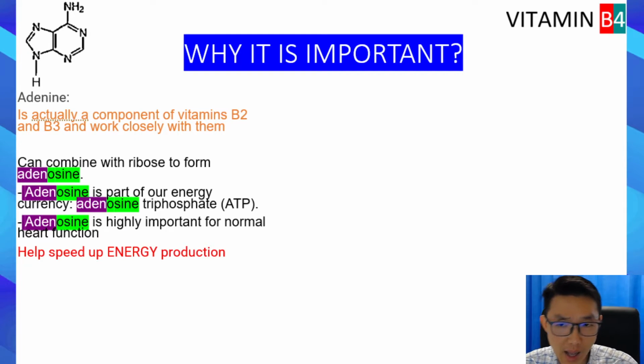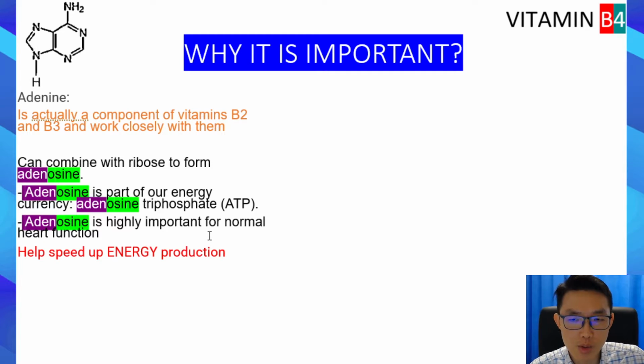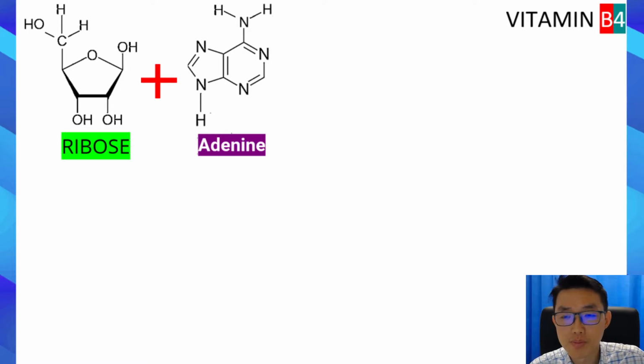Other than being part of vitamin B2 and B3, adenine can also combine with a sugar molecule called ribose to form adenosine. And adenosine is part of our energy currency called adenosine triphosphate. Adenosine is highly important for normal heart function and helps to speed up energy production.